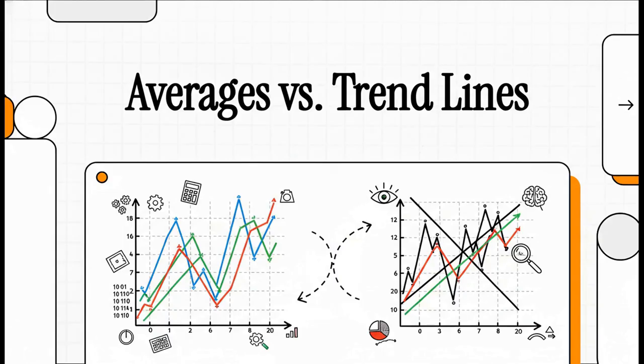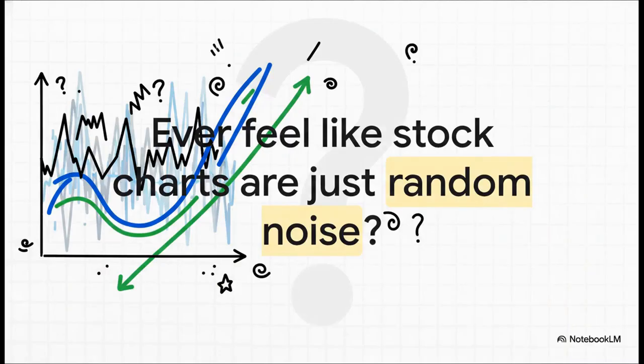Today, we're looking at two of the most fundamental tools in any trader's toolkit, moving averages and trend lines. This is really the classic showdown. It's the cold, hard math of an algorithm versus the creative touch of the human eye. So let's see how they stack up.